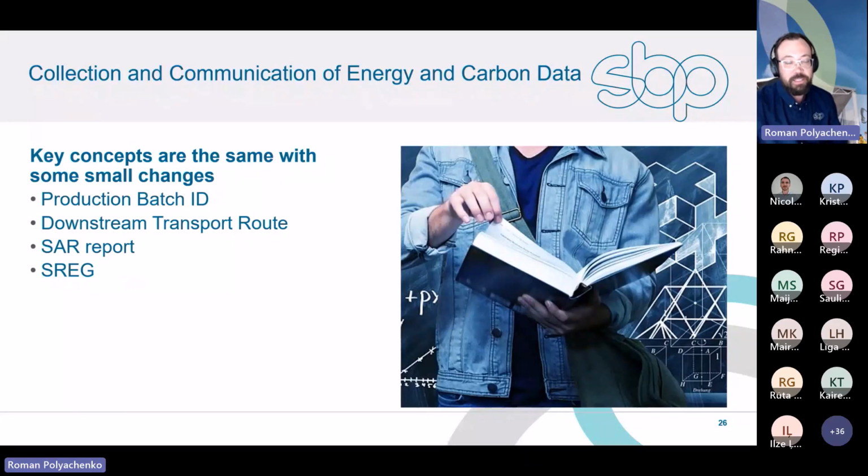Where it gets interesting is that SBP requires more information to be attached to the transaction, as you know. So additional mandatory information is production batch, downstream transport route, and when necessary, SREG. Next, we will review 2 key changes: the new form for the production batch ID and new concepts like DTR and product group ID.